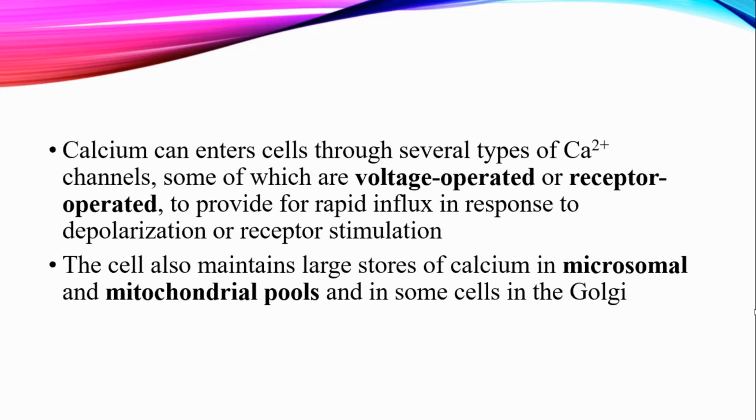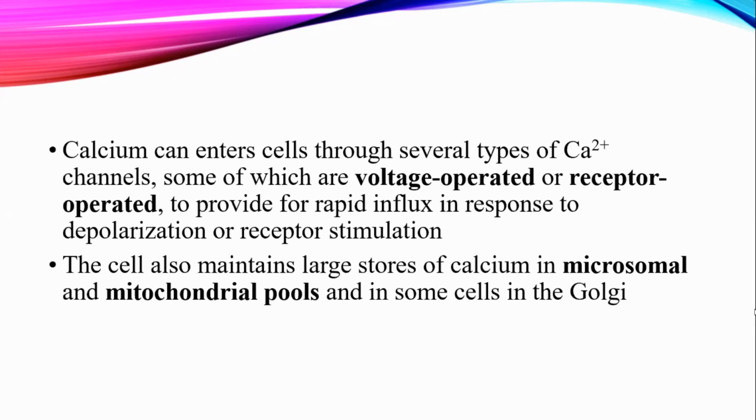These calcium ions can enter the cell through several types of calcium channels, some of which are voltage operated or receptor operated, to provide for a rapid influx in response to depolarizations or receptor stimulations. The cell also maintains large stores of calcium in microsomal and mitochondrial pools and, in some cells, in the Golgi.